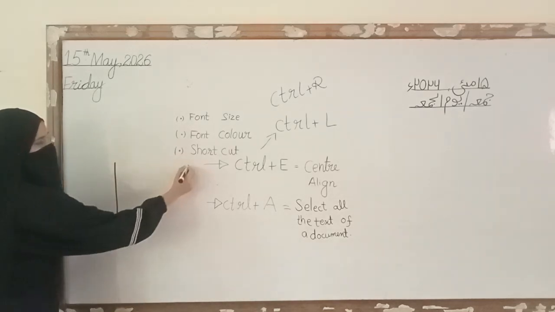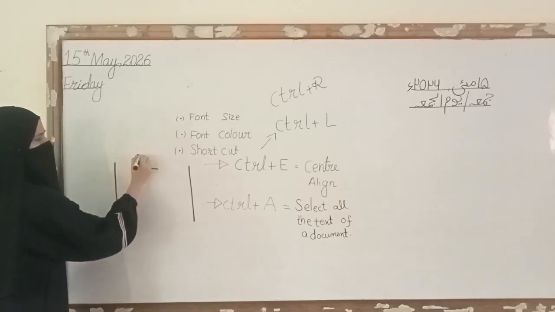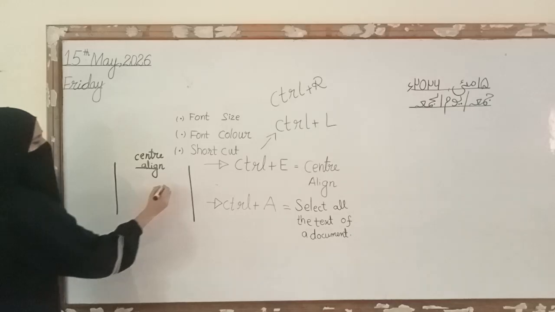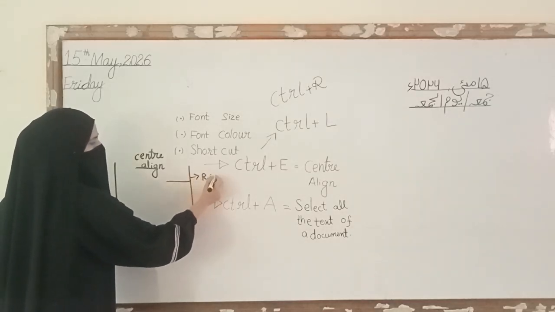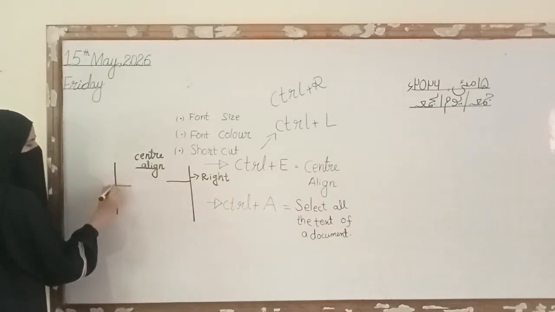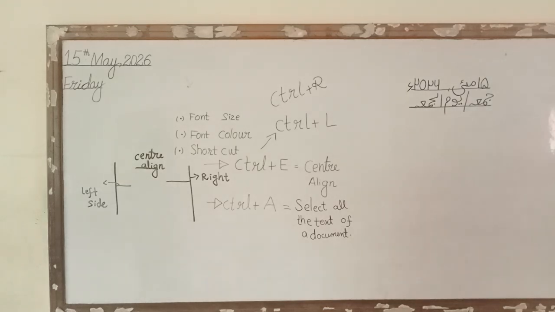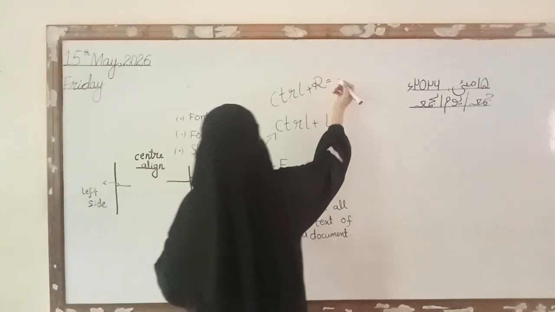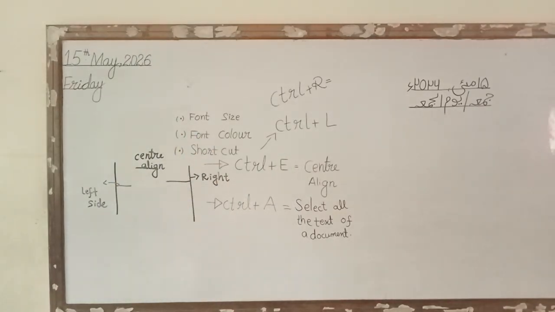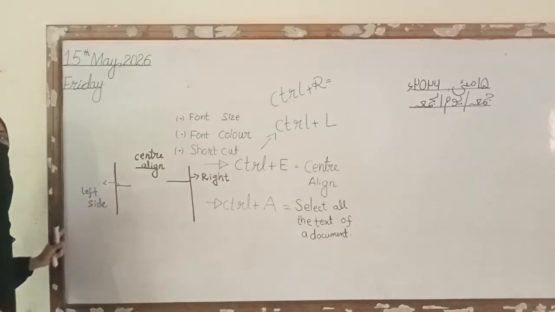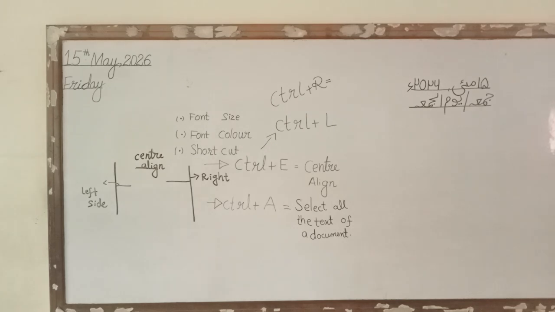For example, we have a document. This is the center line, which means the center of the document. This is the right side of the document, and this is the left side of the document. So we use the shortcut key Control E to center align the text in the center of the page. Next, we use the shortcut key Control R to shift our text to the right side of the document. And then we have used the shortcut key Control L to shift our text to the left side of the document. I hope this video lesson will help you to recall your previous lesson.